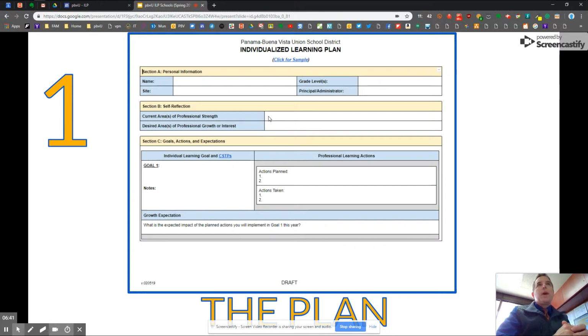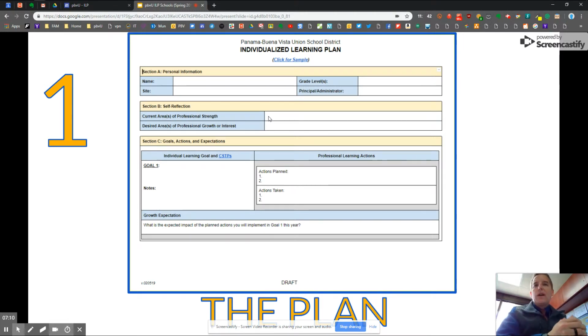As a grade level or department team, you may have particular actions or strategies or skills that you have planned to do. Those would be in the actions planned area. So taking a PBVU course might be one of your actions. But again, you don't have to attend PBVU to accomplish your goal. It's just another option you might have.